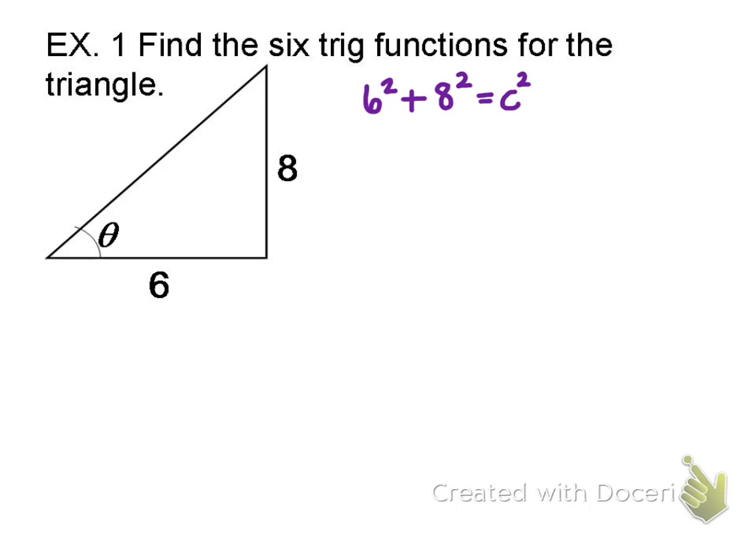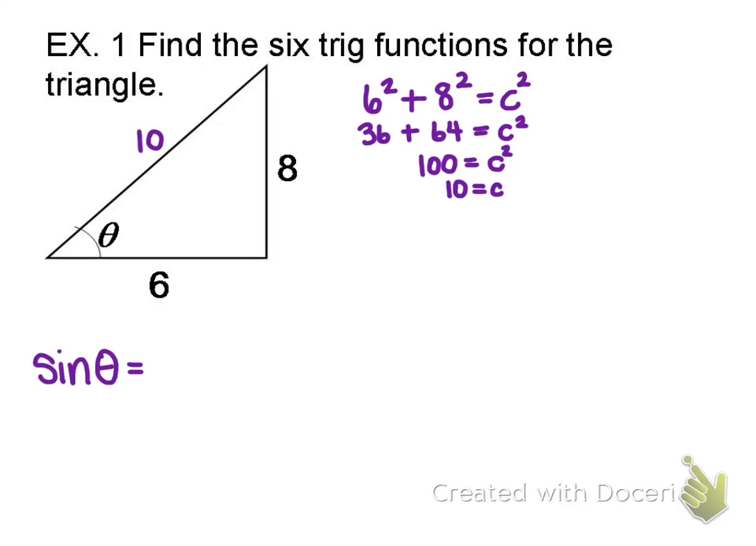So I'm going to set up and say 6 squared plus 8 squared equals c squared. 6 squared is 36. 8 squared is 64, which equals c squared. We know that 36 plus 64 equals 100, which is equal to c squared. And then we have to take the square root of both sides to get c. So c will equal 10. Our missing side is going to be 10. Now that I have all 3 sides of my triangle, I can find the 6 trig ratios.